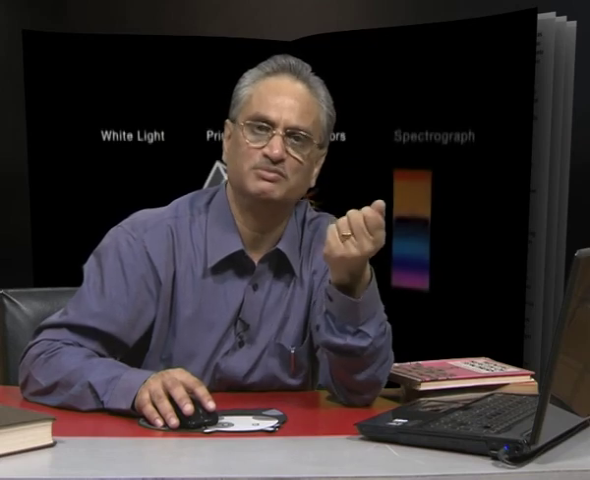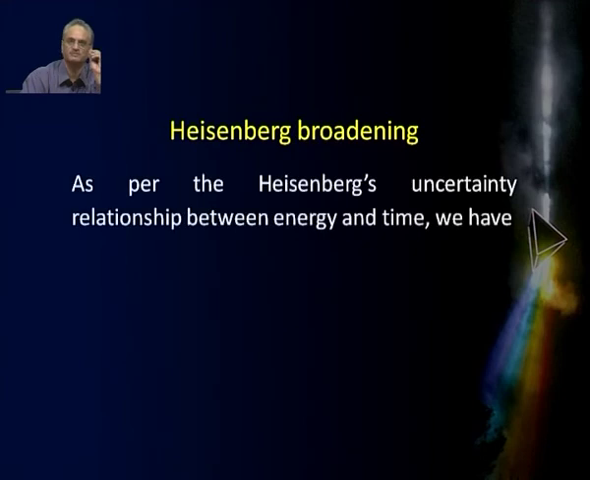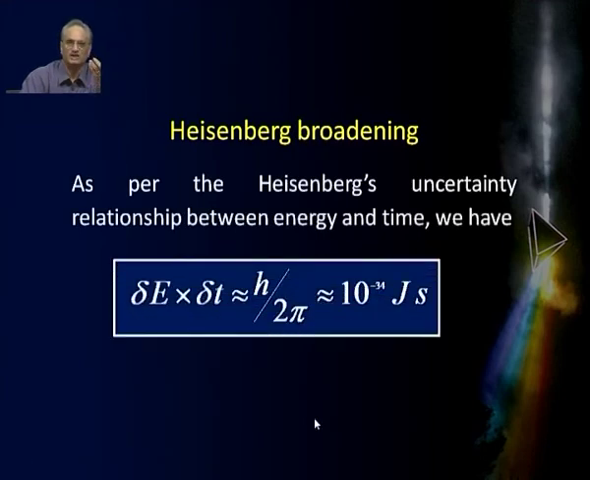Let us move further. Let us talk about the third effect causing the width of a spectrum, that is called Heisenberg broadening. This again is a very, very fundamental effect. Now, we know that as per Heisenberg's principle, we have talked about it in terms of delta p_x into delta x. That means the uncertainty in position and the uncertainty in momentum happen to be greater than or equal to h cross by 2 pi.